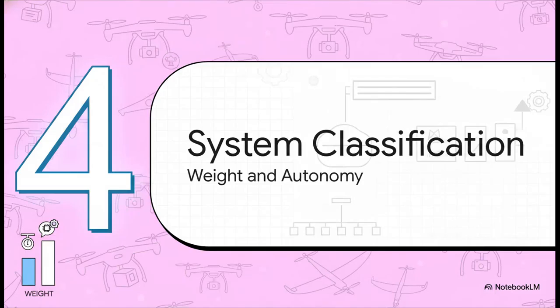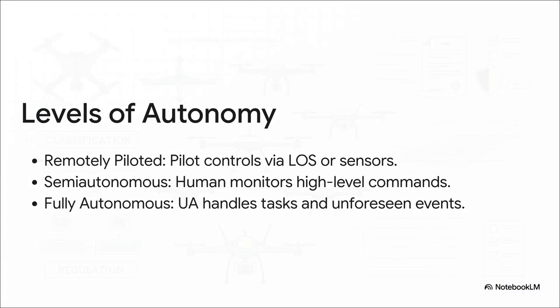Section 4. Classifying unmanned systems, weight and autonomy. So how do regulators actually put all these different flying machines into specific legal buckets? Well, they rely on two main metrics: how independently the machines think and how heavy they are. First, let's look at autonomy. There are three primary levels here.